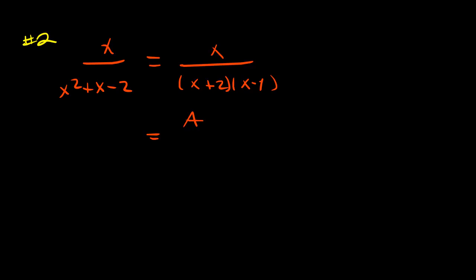I'm doing these a bit out of order, but let's look at number 2, x over x squared plus x minus 2. The numerator is the smaller degree. Let's factor the bottom if possible, and in this case it will be. Two numbers that multiply to negative 2 but add to positive 1 would be positive 2 and negative 1. So the guess would just be a over x plus 2 plus b over x minus 1. That's part A.